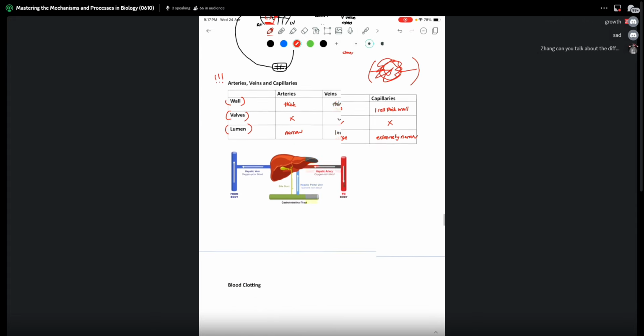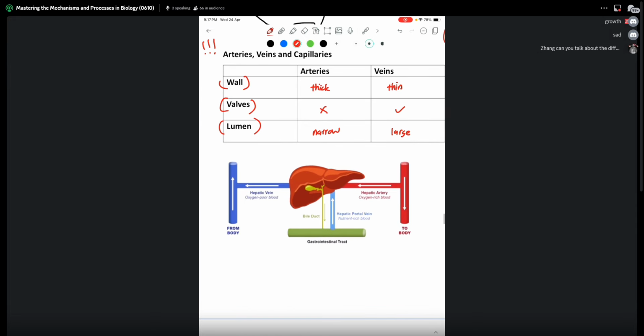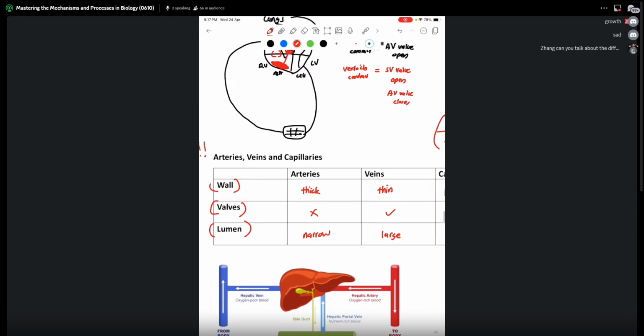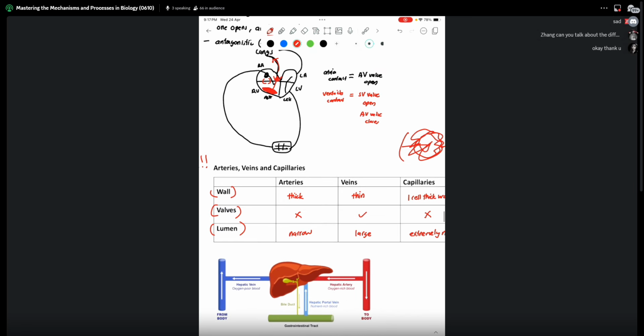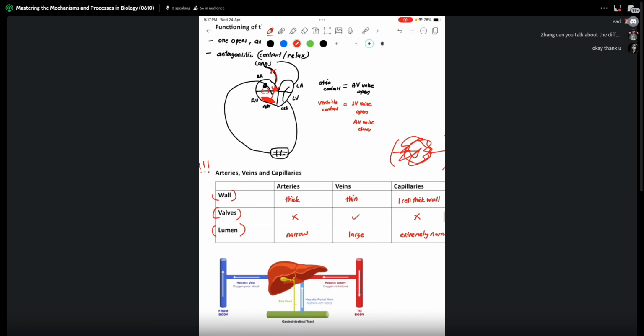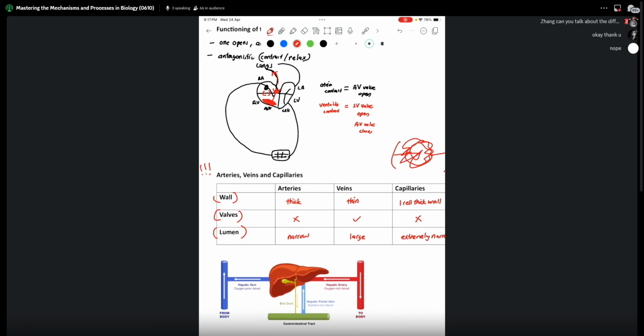Can you talk about the difference? It's here, by the way. So for the structural adaptation, I want you to remember three things. If you think of these three ideas in the exam: walls, valves, and the lumen. Flexibility of the arteries.